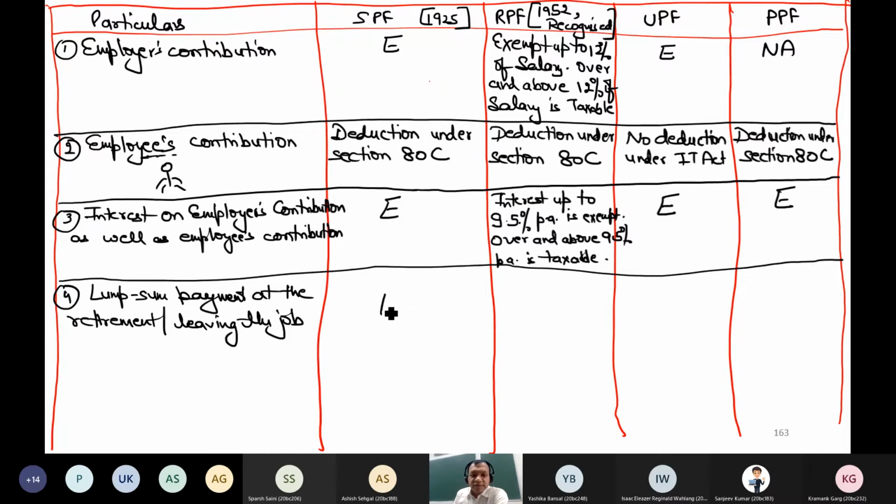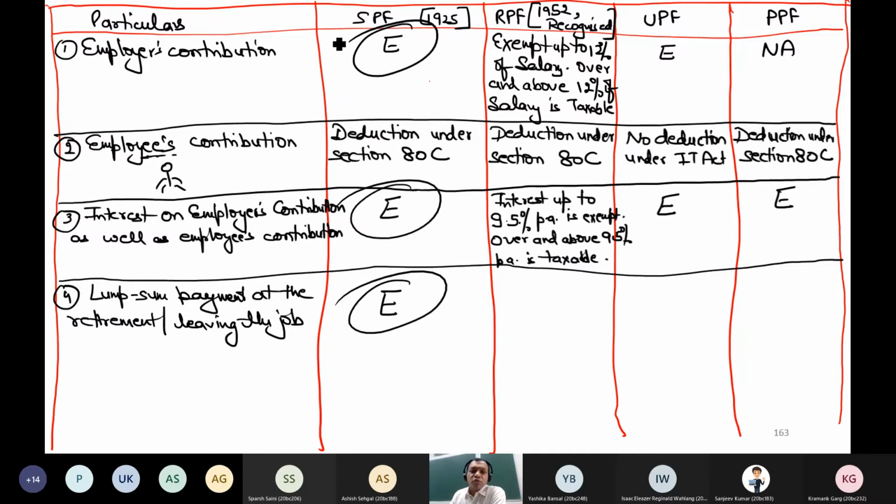In SPF, exempt. So this is the main benefit in SPF. When every year employer contributed, it was exempt. Interest exempt every year. Lump sum payment also exempt. So SPF follows the model of EEE. When you read newspaper, so many times you will find this thing. EEE: exempt every year employer contribution, exempt every year interest on employer as well as employee contribution, exempt lump sum payment also. So this is the best provident fund in terms of taxation, you can say.